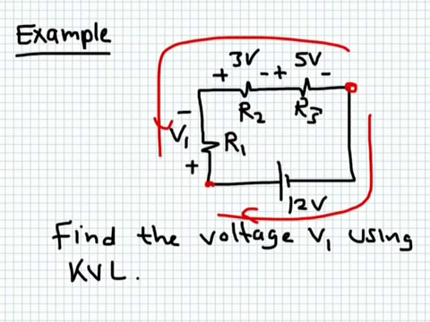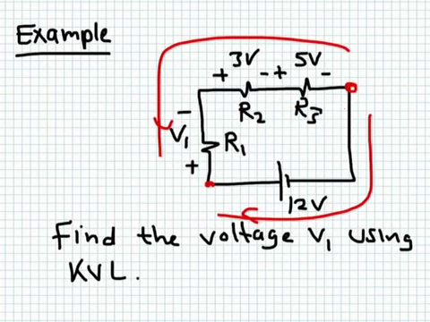If I get a positive value for V1, then this assumed polarity is correct. If I get a negative value, then the assumed polarity is wrong, it is the opposite polarity. Another way of doing it is to go around in the clockwise direction. So negative to positive, plus 12, positive to negative, minus V1, minus 3, minus 5 is equal to 0. So 12 minus V1 minus 3 minus 5 is equal to 0.